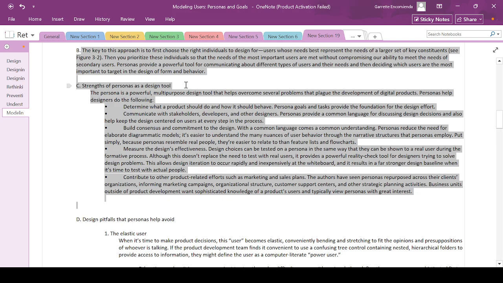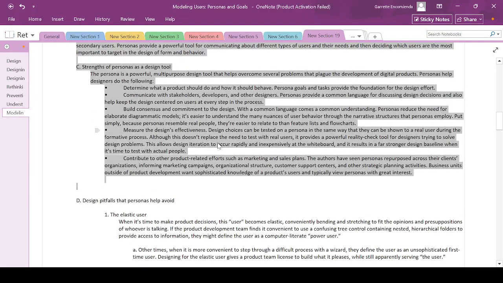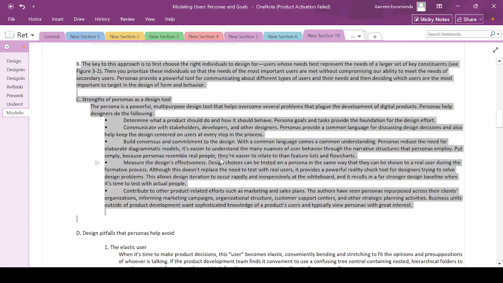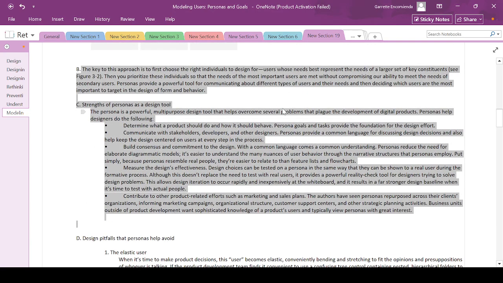So personas provide a powerful tool for communicating about different types of users and their needs, and then deciding which users are the most important to target in the design of form and behavior. Strengths of personas as a design tool. So actually, this persona will determine the form and behavior in industrial design, visual design, and interaction design.